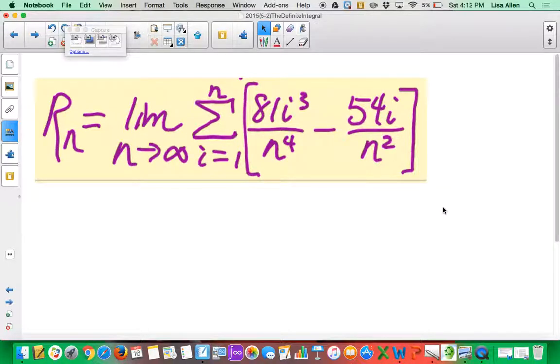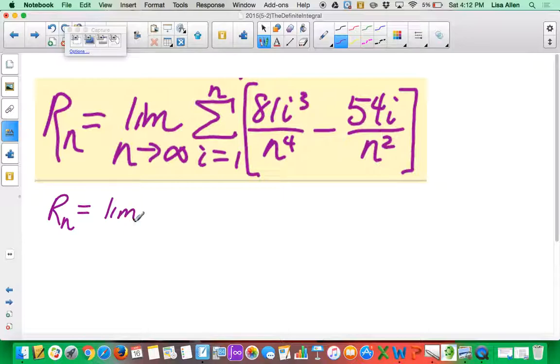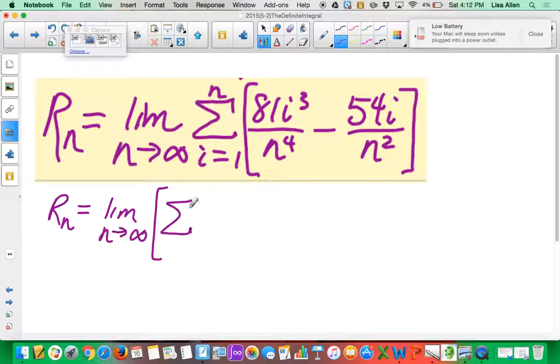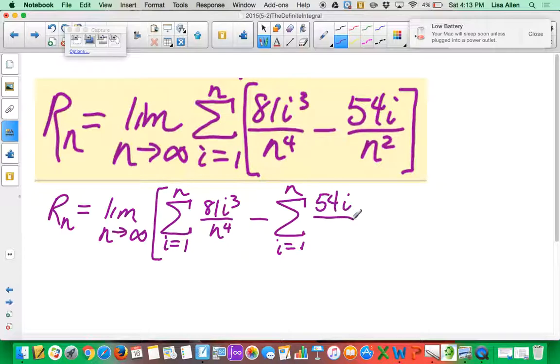Okay, so now we're looking at r sub n is equal to, I'm going to take the summation and split it apart as n approaches infinity. I'm going to take the summation of the difference and make it the difference of the summations, from i equals 1 to n of 81i cubed over n to the 4th, minus the summation from i equals 1 to n of 54i over n squared.